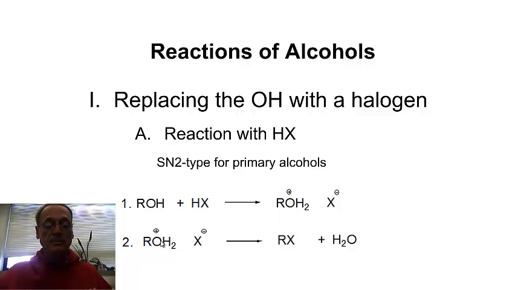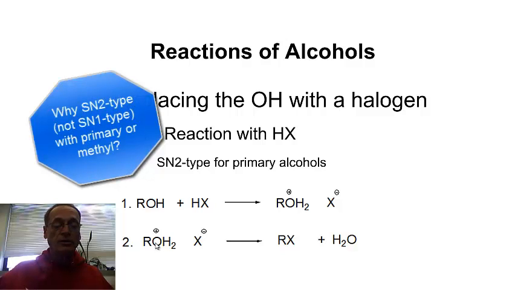Then, in the second step, the protonated alcohol serves as a leaving group. The halide that was formed in the first step is the nucleophile. The nucleophile comes in from the back, attacks the R group, and pushes out the water. And so you get your alkyl halide, and you get the water which was the leaving group.